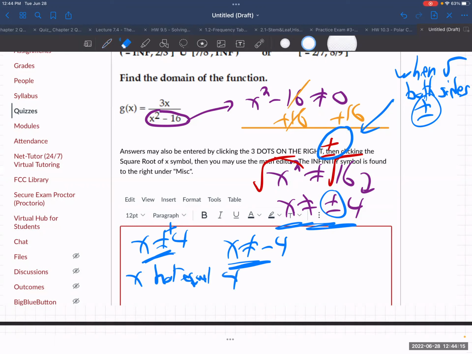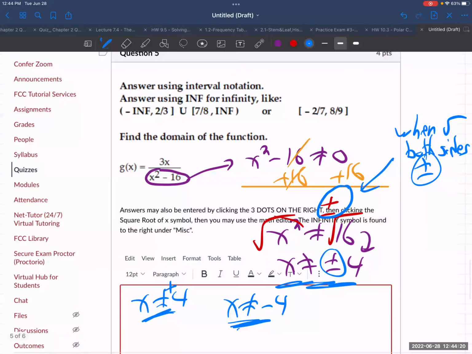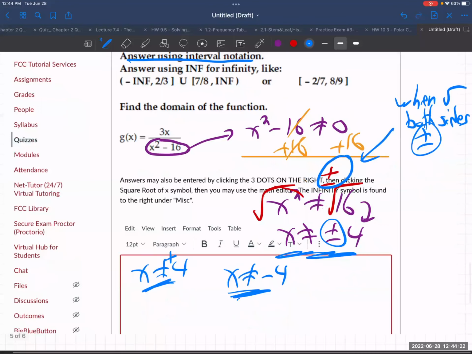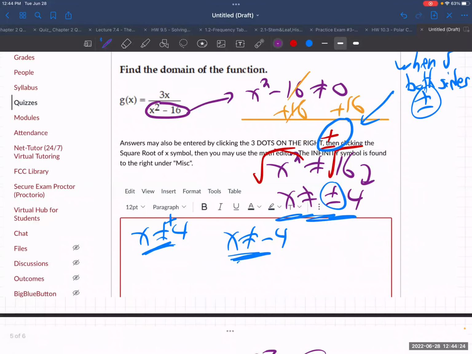That's fine. A couple people did that, and I gave them full credit. But I did ask you to answer using interval notation, so let me show you how to do that. But again, I was okay on this one. A couple people got credit by just leaving it that way, and that's fine. But I'll show the interval notation.